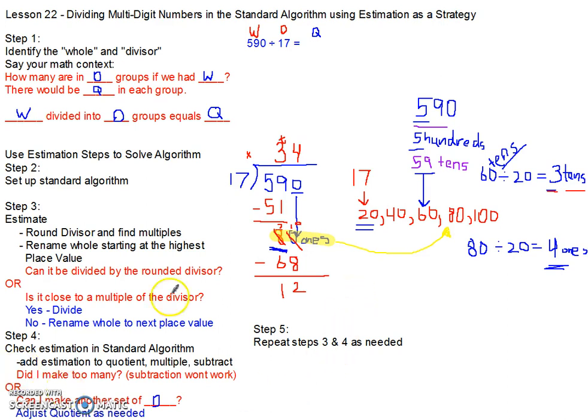And you ask yourself these two questions. Did I make too many? Is this subtraction problem not working? No. Can I make another set of 17 out of my remainder? The answer is no, so I don't need to adjust at all. And since I don't have any more numbers up here in my whole, I don't need to continue steps 3 and 4, so I can move to step 6, which is identify remainder, which is how many we have left over. So my remainder is 12.